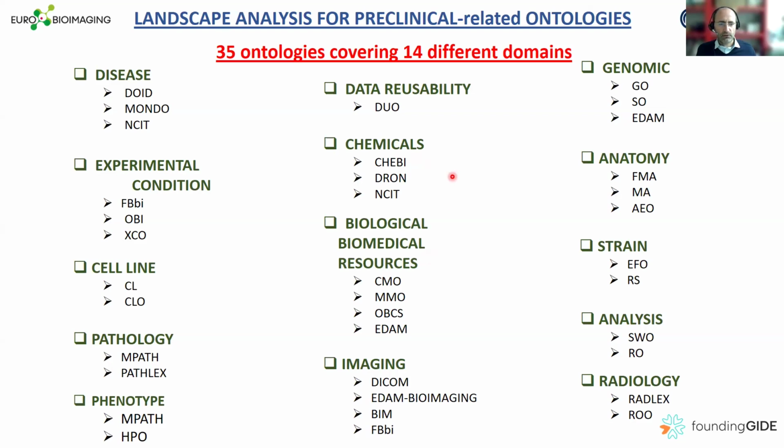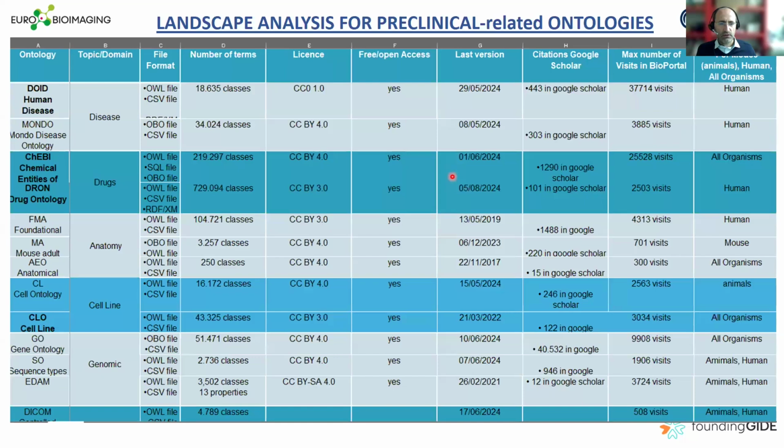Then we looked into each ontology by considering different properties, including the file format in which the ontology is available, the number of terms of each ontology, essentially the size of the dictionary, and whether the ontology is freely usable or not. We also looked at whether the ontology is maintained, meaning its updates, and its usage, how much the ontology is used within each domain, and so on.